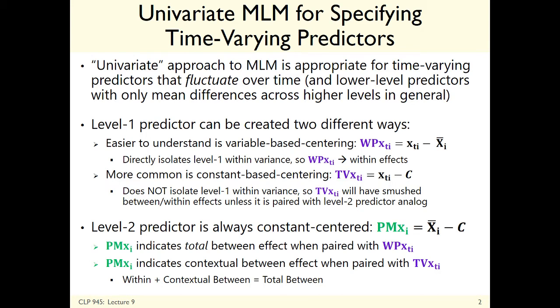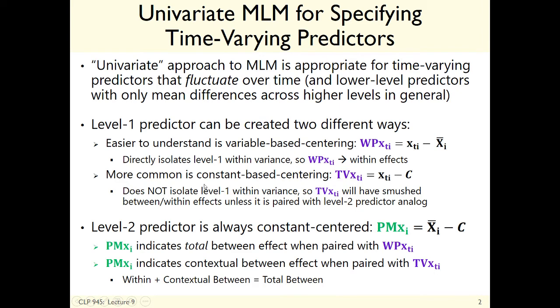So we've talked about what happens when you do what we call person mean centering, or variable-based centering more generally, right? So if you do it this way, at level 1, you have taken your original level 1 predictor and carved it up so that the level 1 predictor that goes in the model only has level 1 within variance to it. Consequently, it can only have a within level 1 effect.